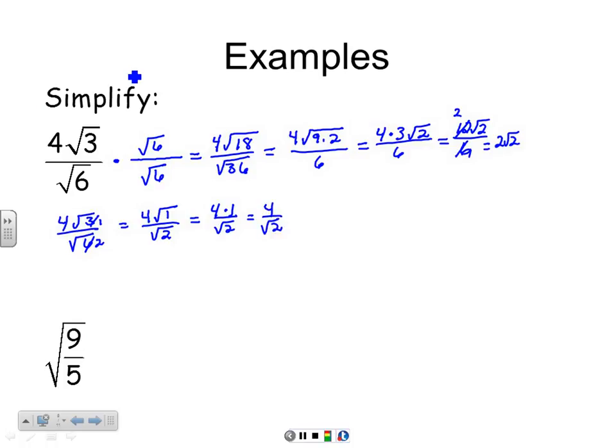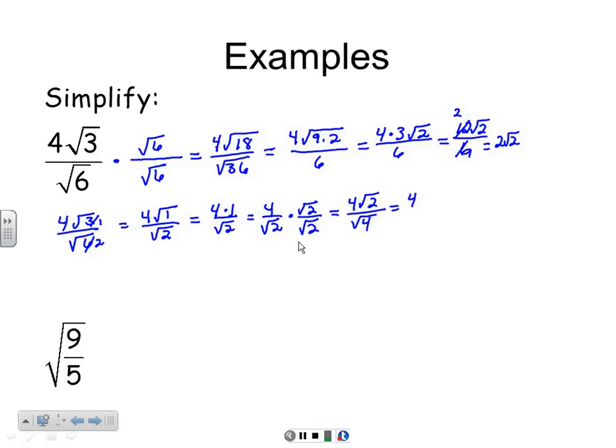So you still have the problem of having the radical in the denominator. So we'll multiply the top and the bottom by the square root of 2, because the square root of 2 times the square root of 2 is going to be 4, which is a perfect square, and that's what I need. So on top, we're just going to get 4 square roots of 2 over square root of 2 times square root of 2 is the square root of 4.